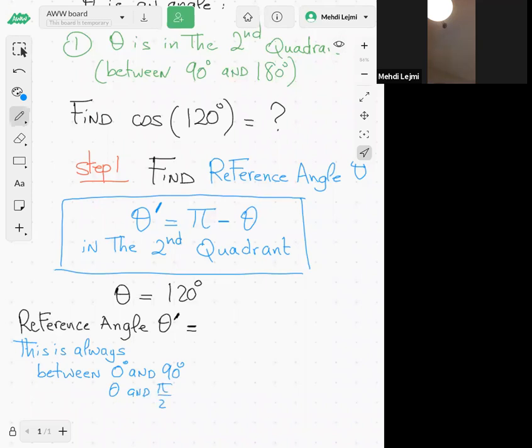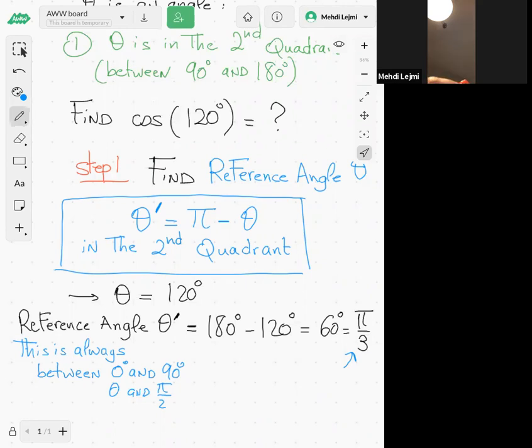So like here in this case, theta prime, as I said, in the second quadrant, is supposed to be pi, which is 180 degrees, minus my angle theta. My angle theta is 120, right? And that's equal to 60 degrees. Or if you prefer to use radians, that will be pi over 3. As you can see, guys, your reference angle is an angle between 0 and 90 degrees, and we know how to find sine and cosine of special angles between 0 and 90 degrees. We can use a table.